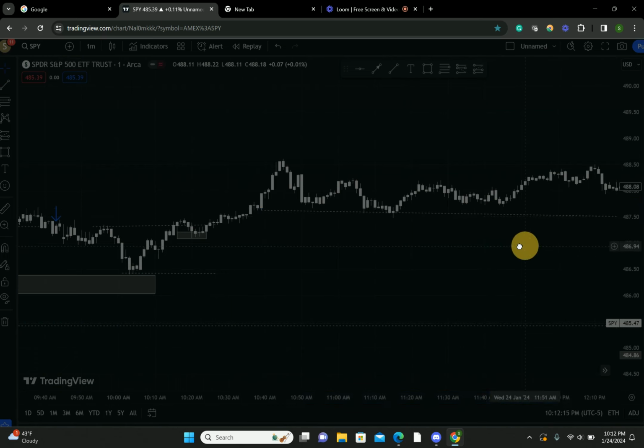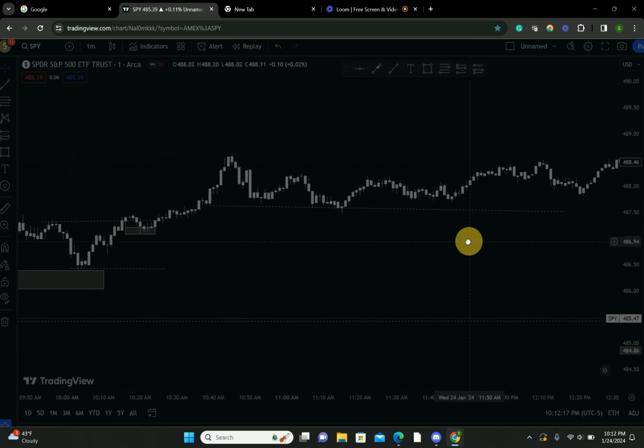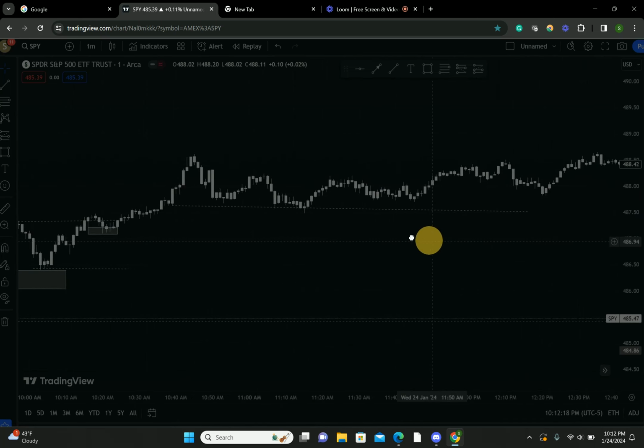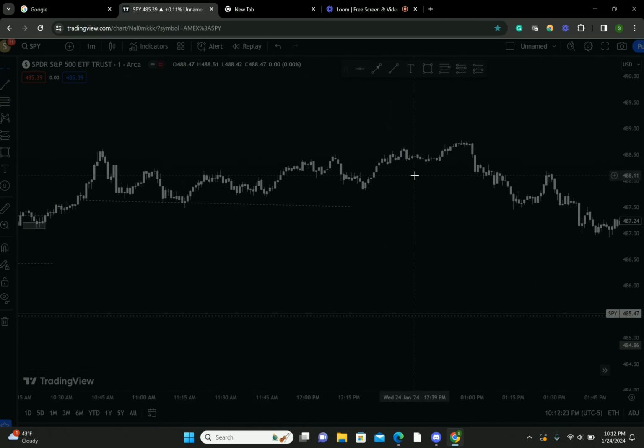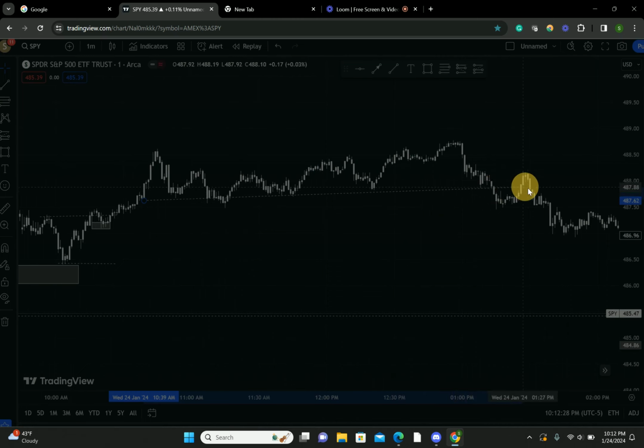Yeah, right over here. So I'm not looking for shorts until we can really break below this piece over here. My goodness, what a long area of consolidation. Okay, so right, this is about straight. Great. So I wouldn't look for shorts until we broke structure right here.